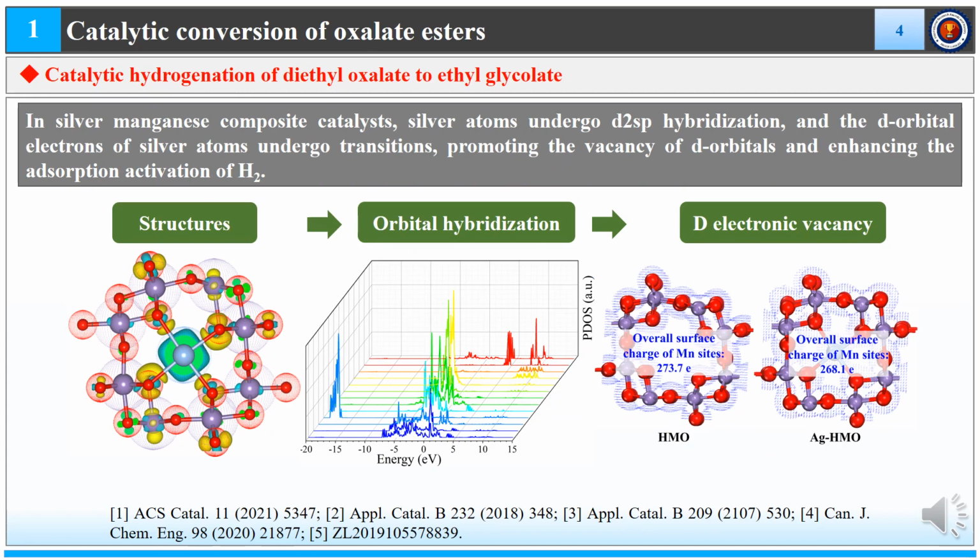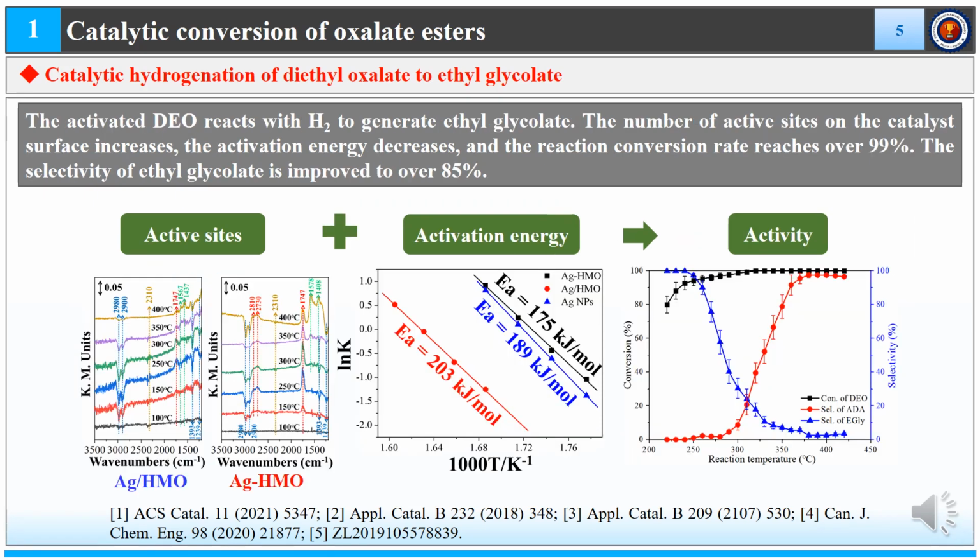In silver-manganese composite catalysis, silver atoms undergo d2sp hybridization and the d orbital electrons of silver atoms undergo transitions, promoting the vacancy of d orbitals and enhancing the adsorption activation of hydrogen. The activated DEO reacts with hydrogen to generate ethyl glycolate.